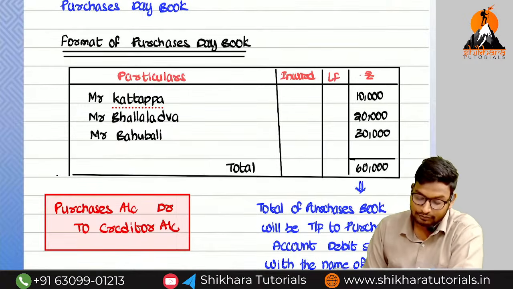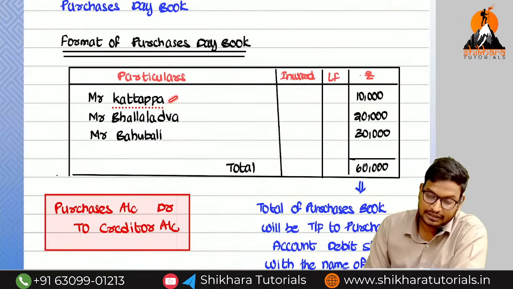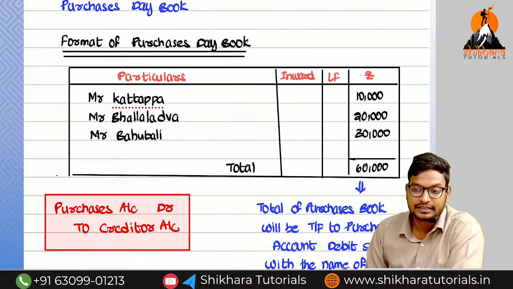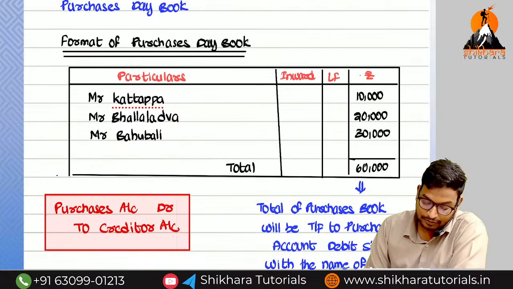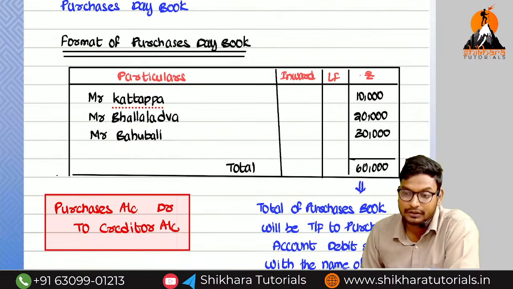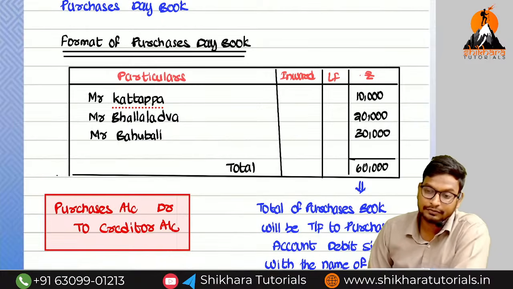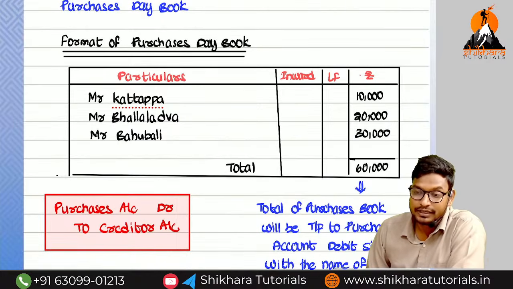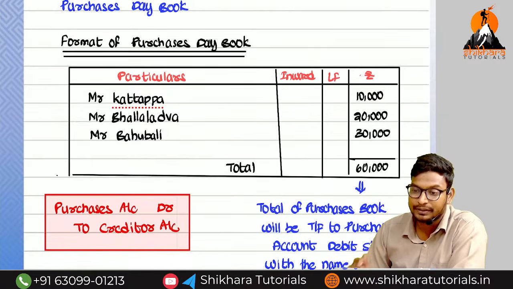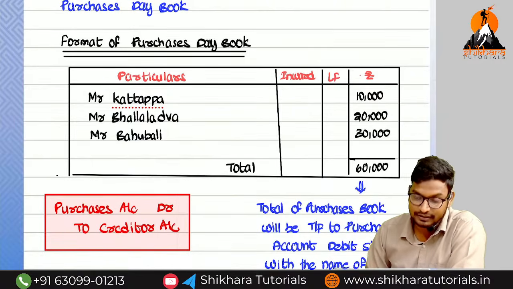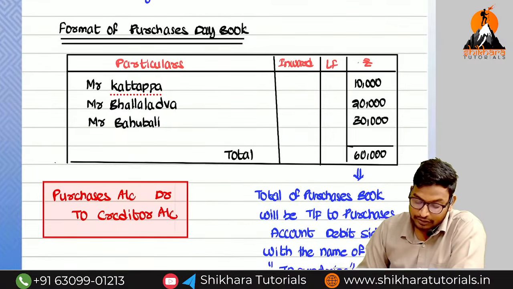Here, normally for each and every transaction, how many entries do we need to pass? 3 entries. What is the entry for credit purchase of goods from Kattappa? Purchase account debited to Kattappa account. Purchase account debited to Ballal Deva account, and purchase account debited to Bahubali account. So like that we need to record. But now we are going to prepare subsidiary books. For that reason there is no need to post the 3 journal entries.